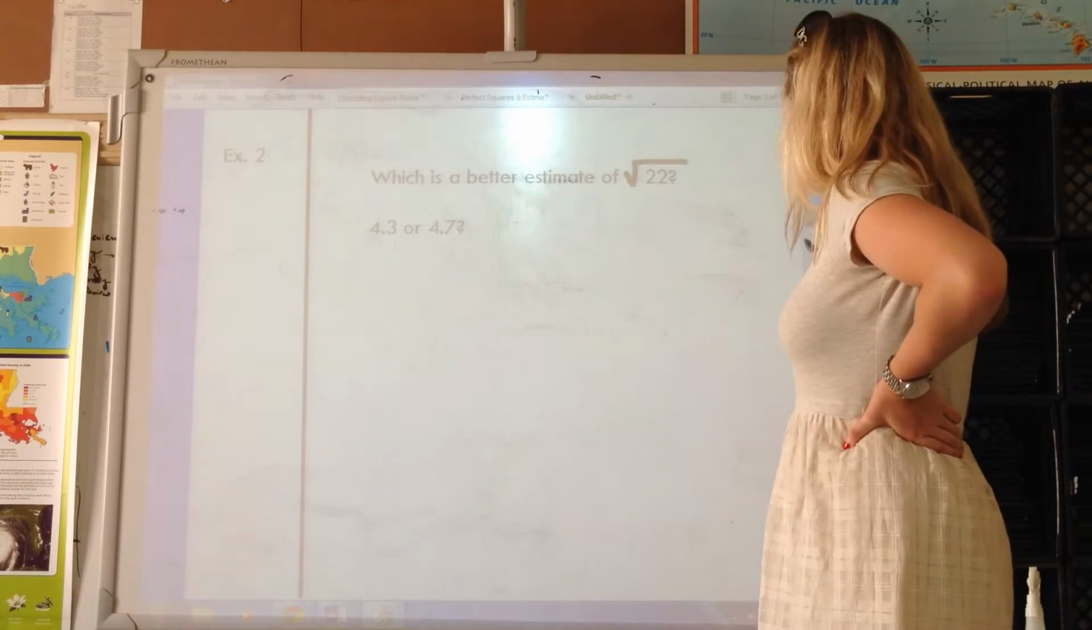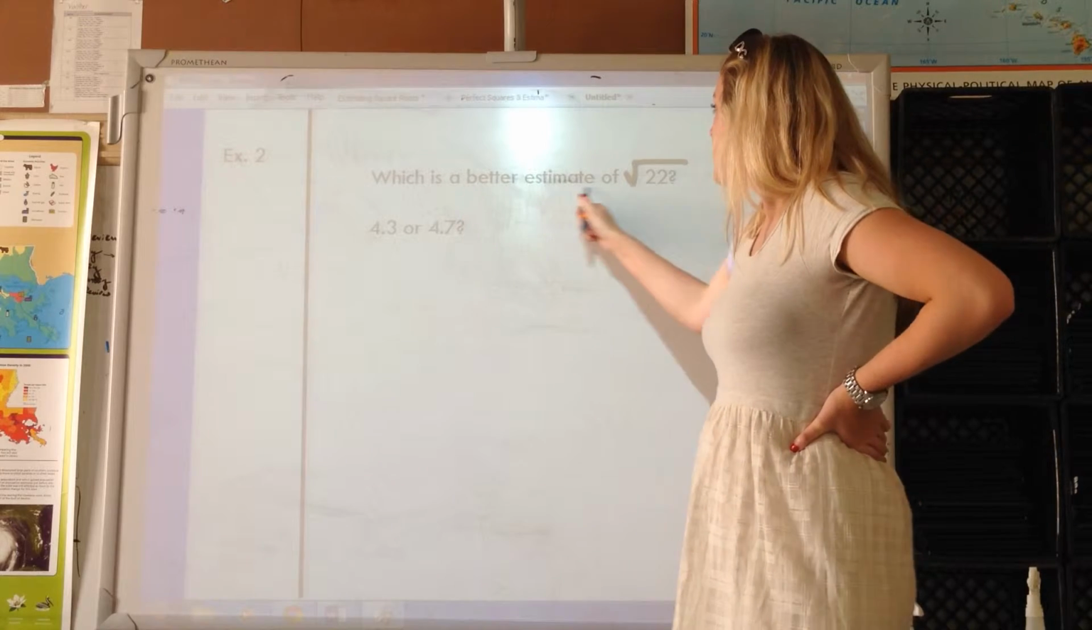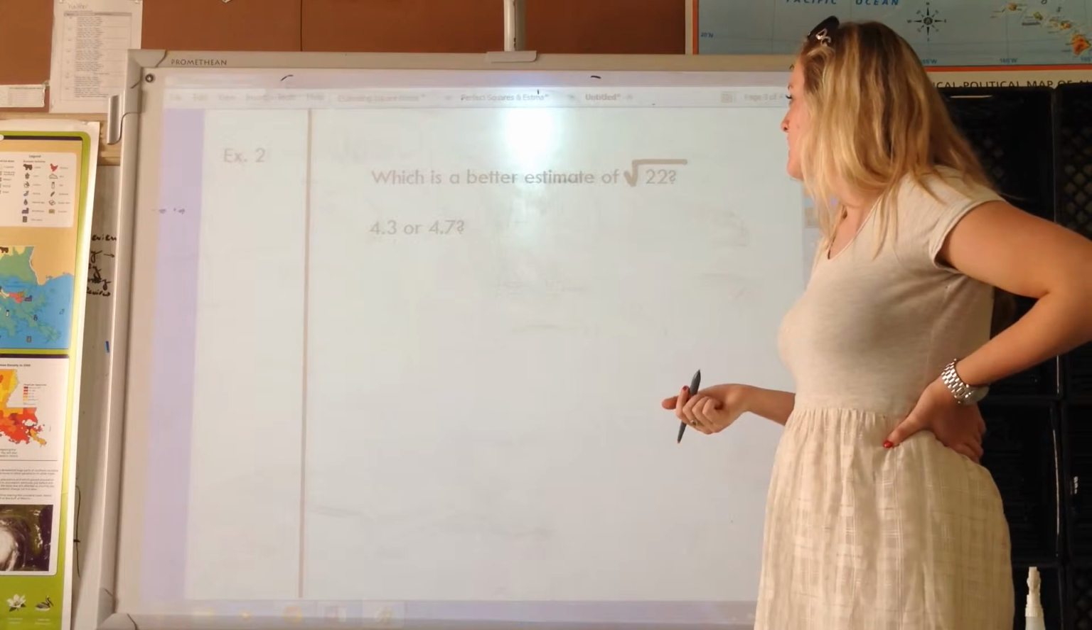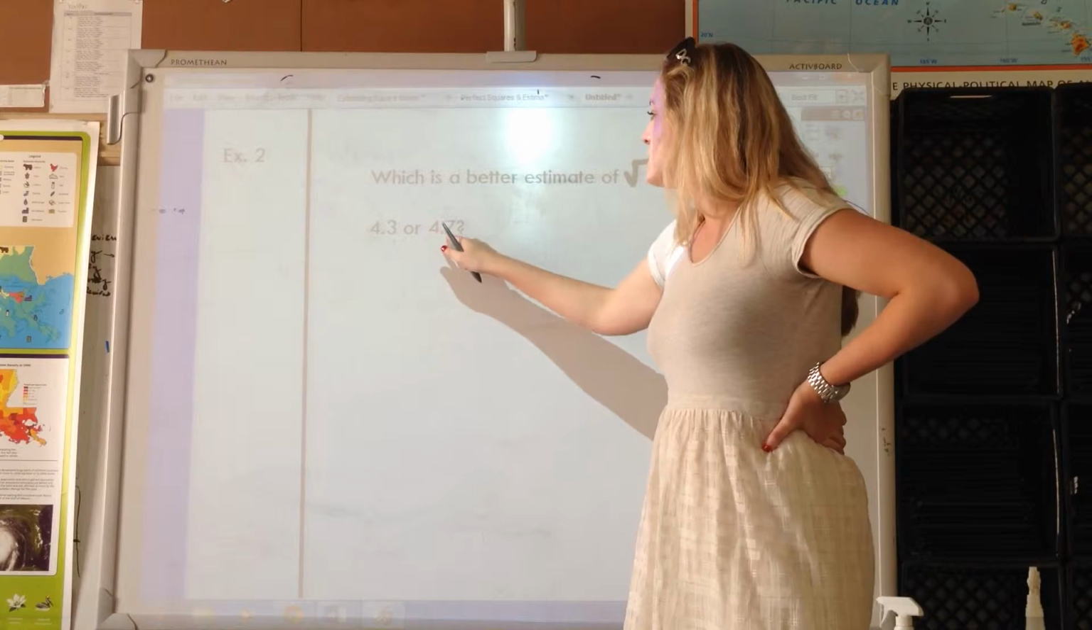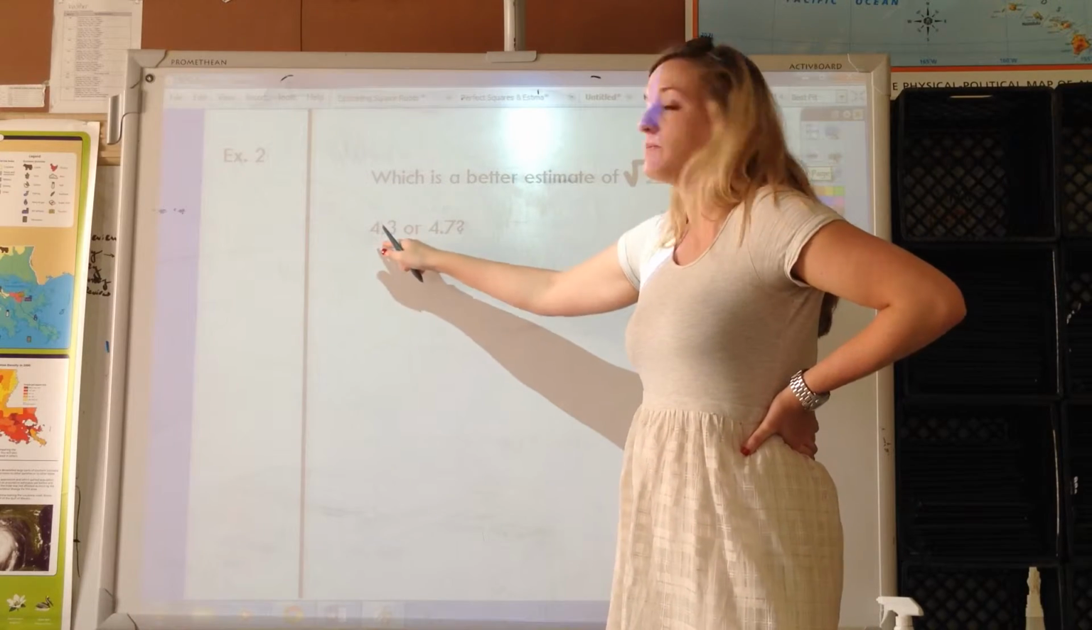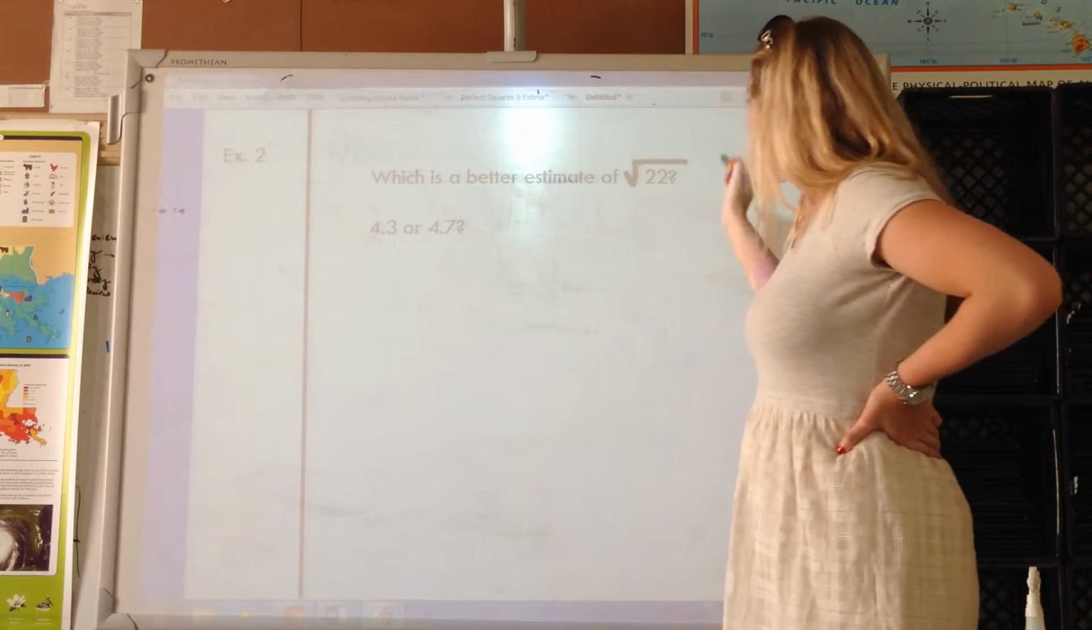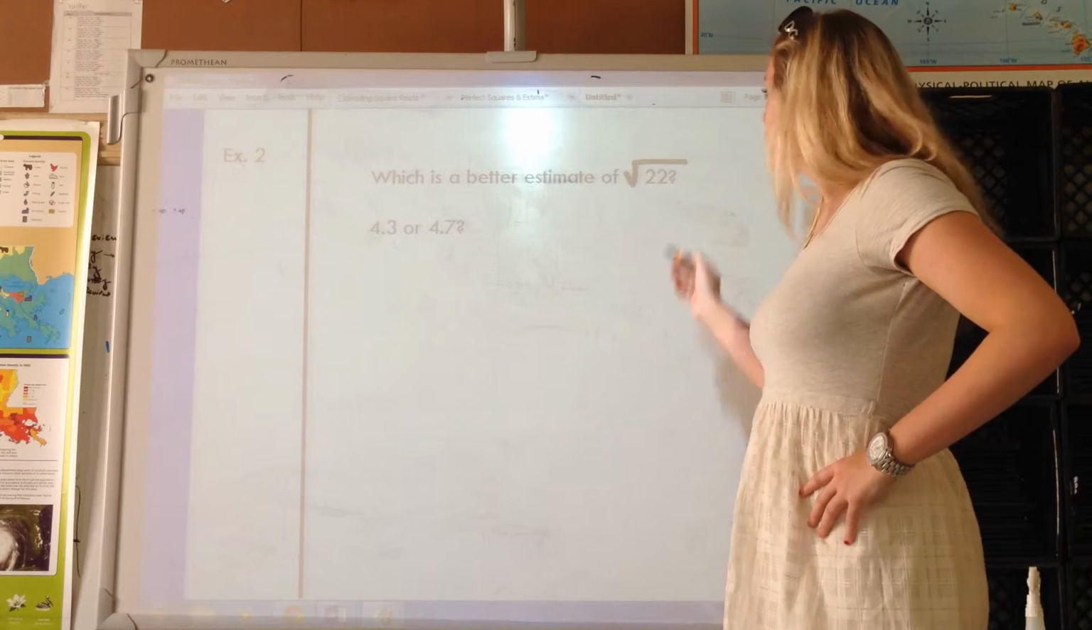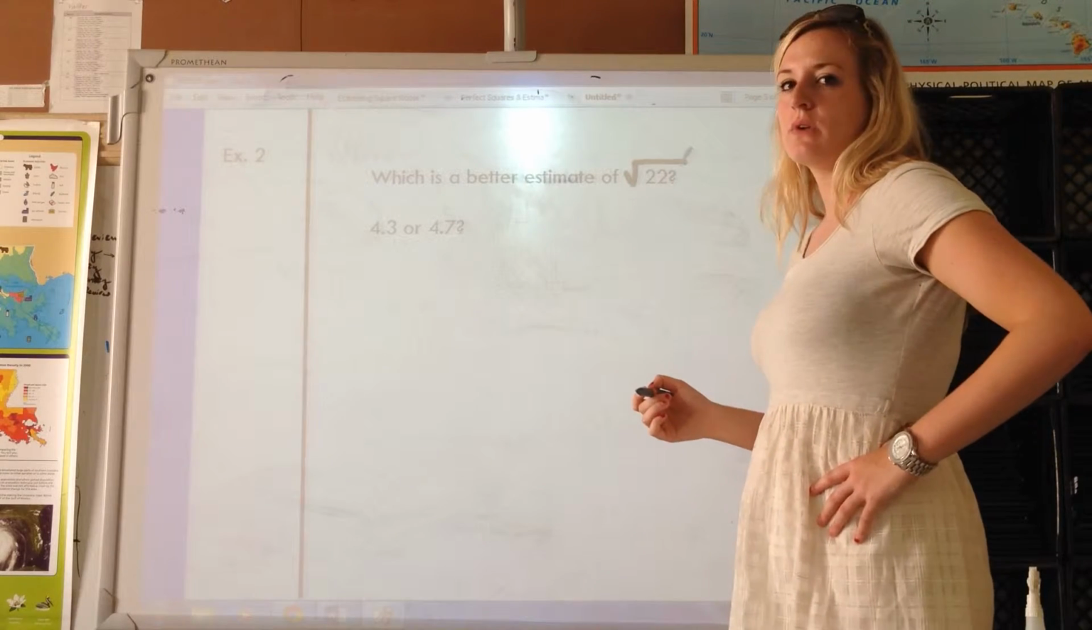Let's do another one. Which is a better estimate of the square root of 22? I'm only given 2 answers here, so 50-50 chance. Again, I go through the same process. What are the square roots that are around 22?